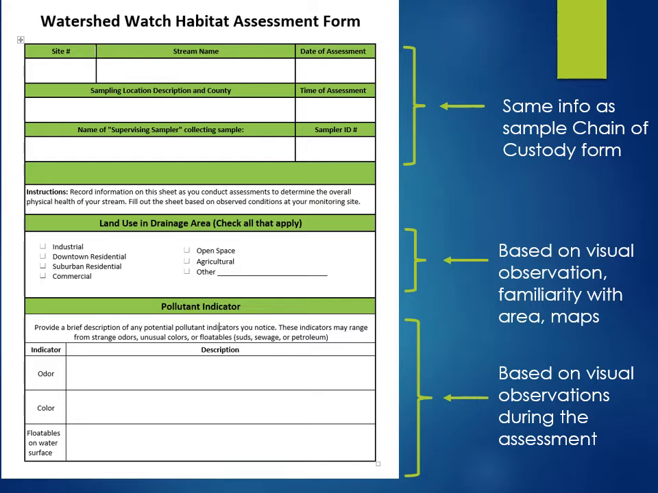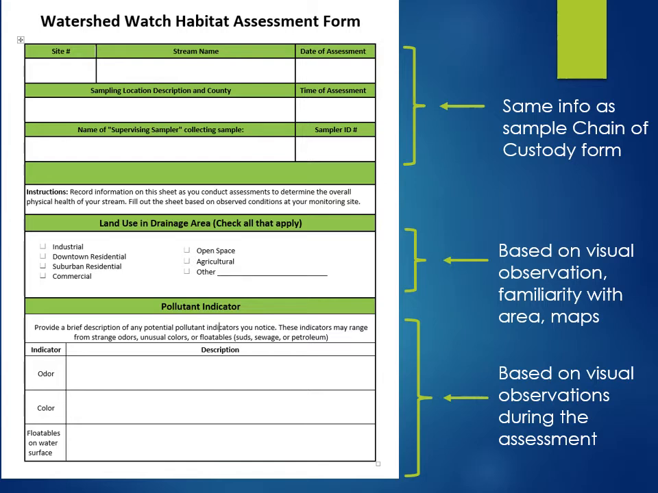In order to conduct this assessment, you will either use a paper form that can be printed from our website or use a web app version. You will enter the same basic information at the top of the form, or this may be pre-populated for you in the app. Then you will check off one or more of the land uses through a visual observation of the surrounding area, your familiarity with the area, or even a Google Maps search if you are feeling ambitious.